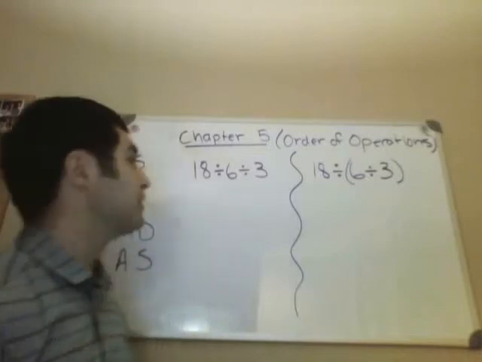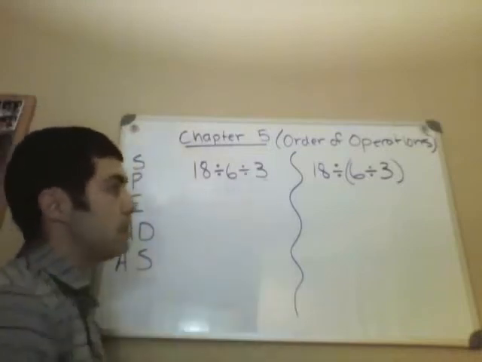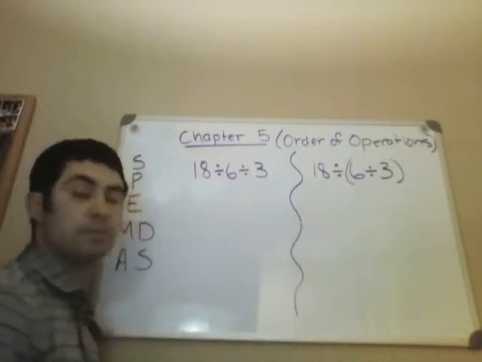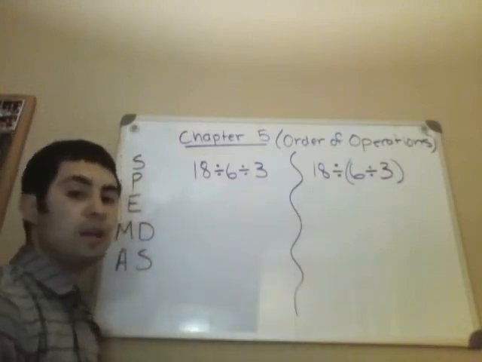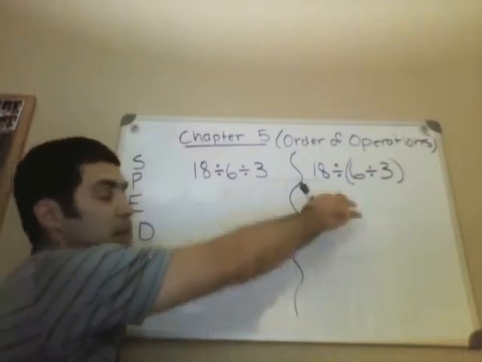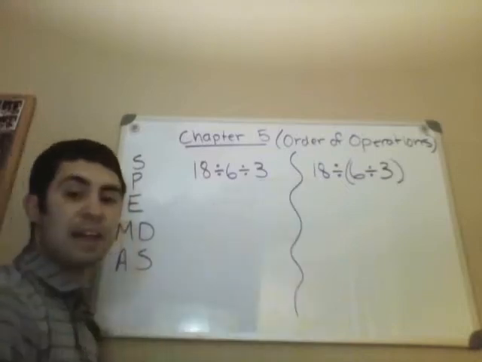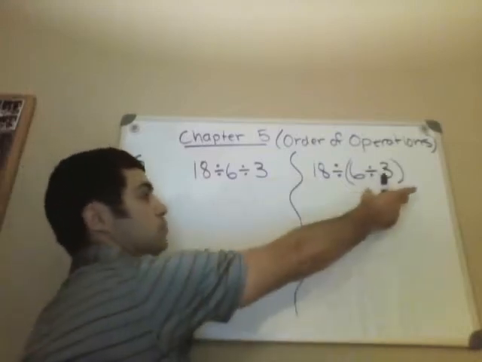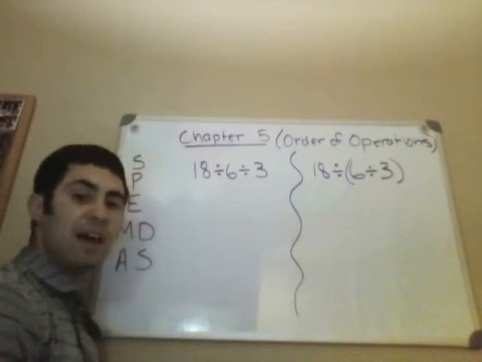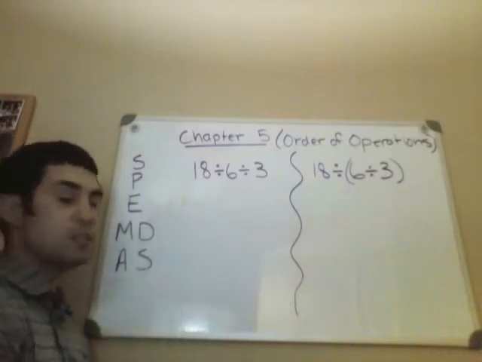Okay, so let's talk about these two different problems. This is 18 divided by 6 divided by 3, and this is 18 divided by (6 divided by 3). A lot of students might think that these two problems are exactly the same. But these two parentheses completely change the outcome of the problem. And the reason why is because of the order of operations.